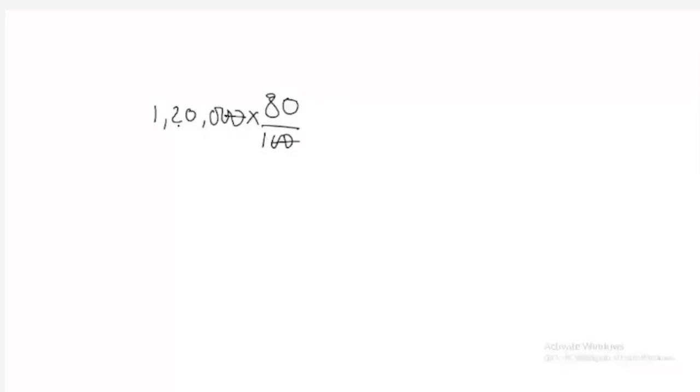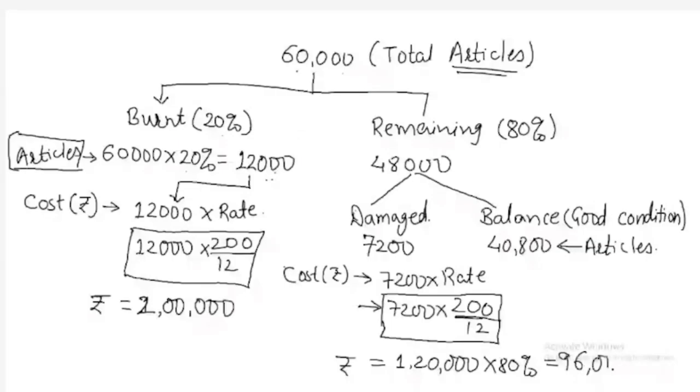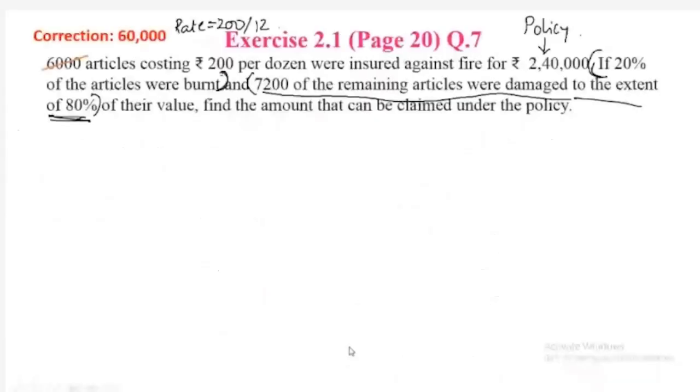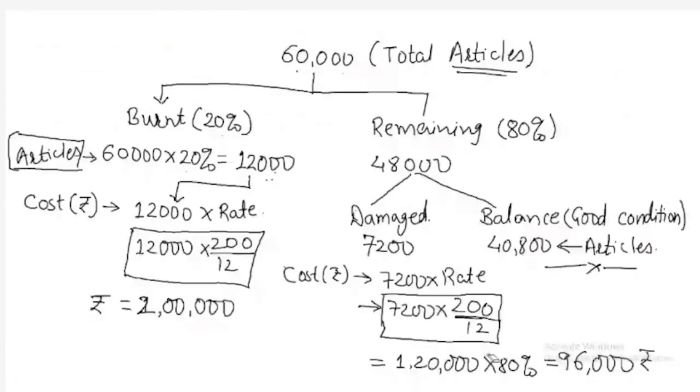12 8s are 96. 96,000? Yes. So 96,000 rupees. 96,000 is what? Damage amount 96,000 and burnt is 2 lakhs. So total loss कितना हुआ अपना? तो अपना total loss कितना हो गया? 2,96,000. समझा क्या?